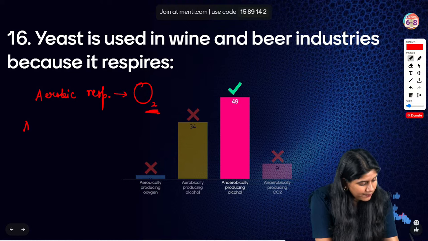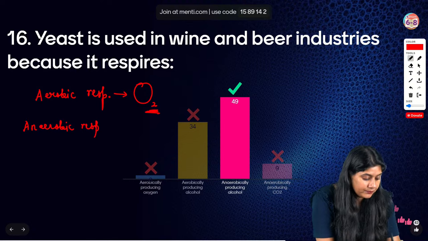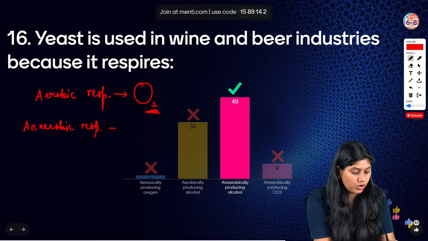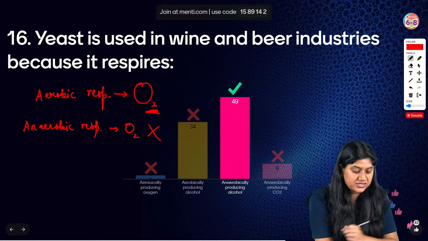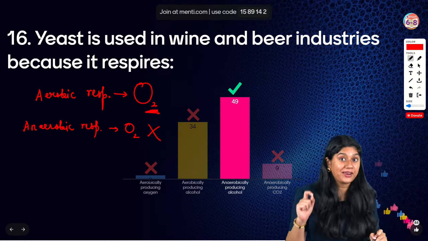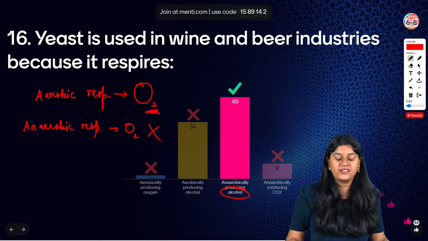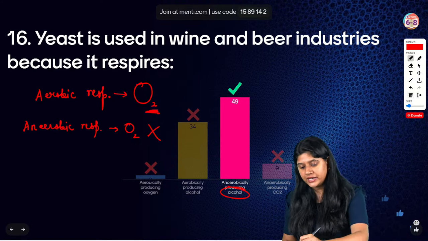Then we have another type of respiration, which is called anaerobic respiration. In anaerobic respiration, oxygen is not present, okay? And yeast uses this process of anaerobic respiration, where it produces alcohol. Very good, everyone. So that's the correct answer.